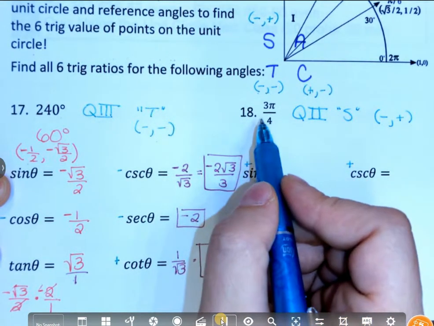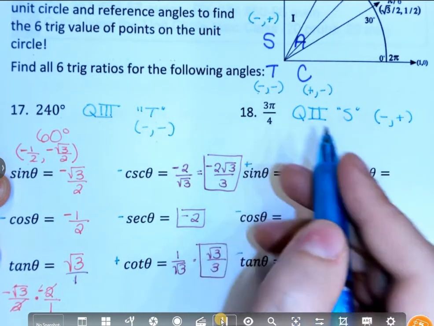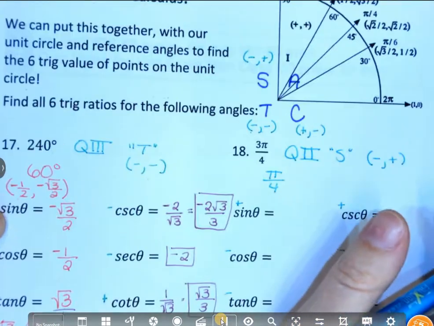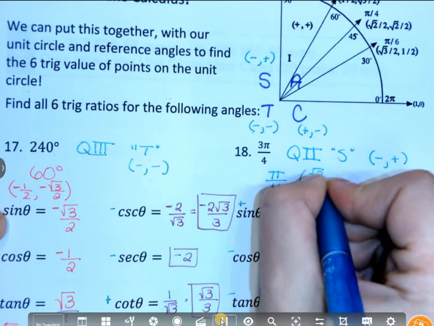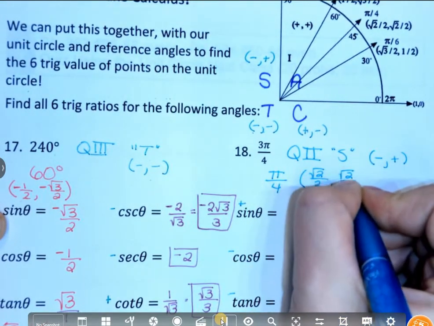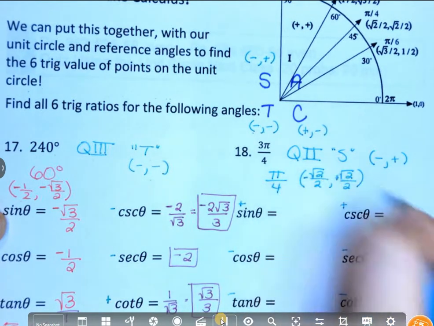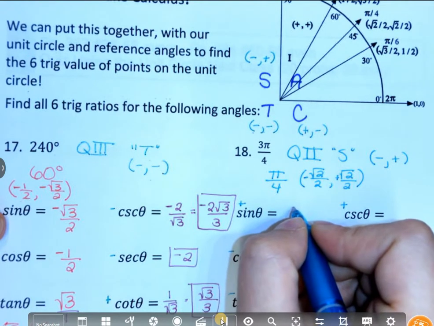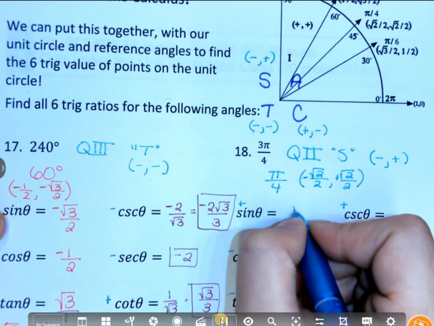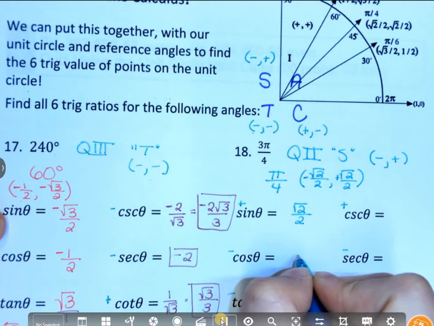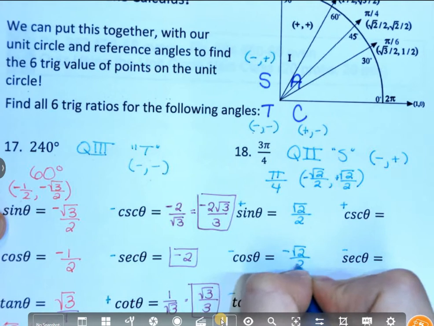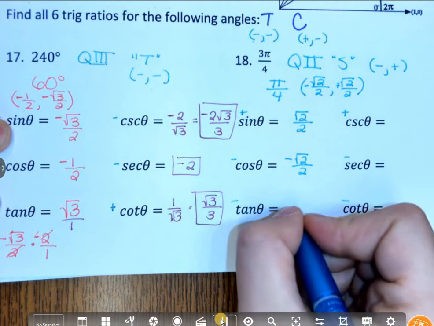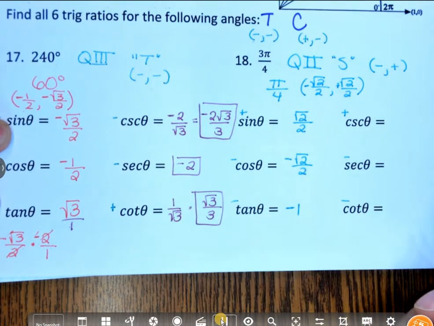What is the reference angle? Yay! It is radians. Pi over 4. And all of my pi over 4s share the same coordinate, where it's root 2 over 2, root 2 over 2, we just have these signs. So what is the sine? S-I-N, what's the sine? Root 2 over 2. What is the cosine? Negative root 2 over 2. Think, think, think. What's the tangent? Negative 1, because any number over itself is always 1.